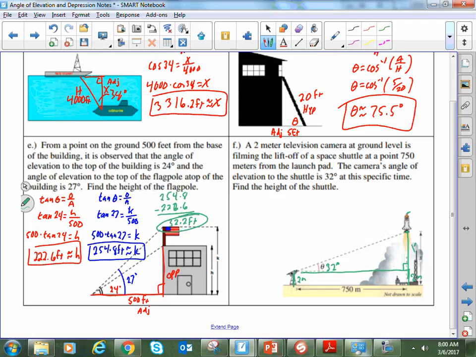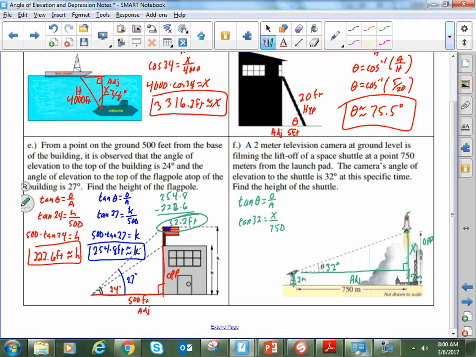So let's go ahead and call this X. From my angle, this is the opposite side that we're looking for. This is the adjacent side of the angle. So opposite and adjacent means use tangent. I'm going to say tangent of theta is equal to opposite over adjacent. So tangent of 32 is equal to X over 750.